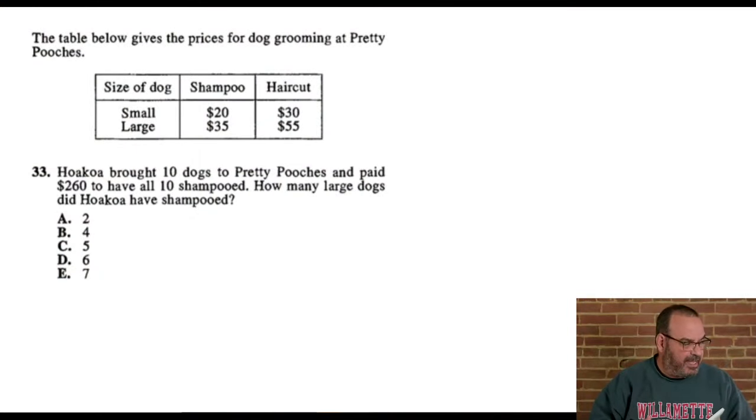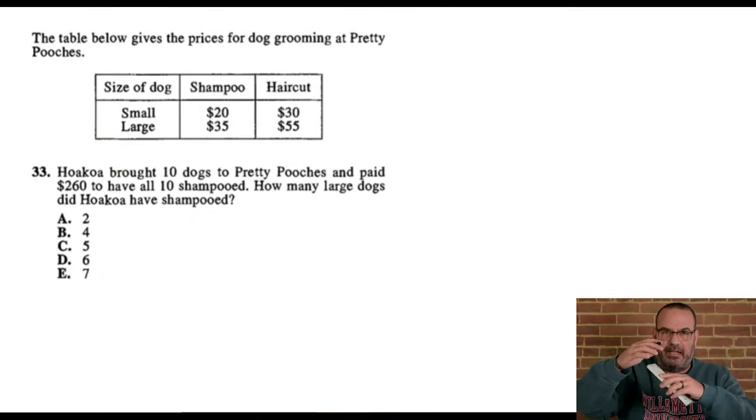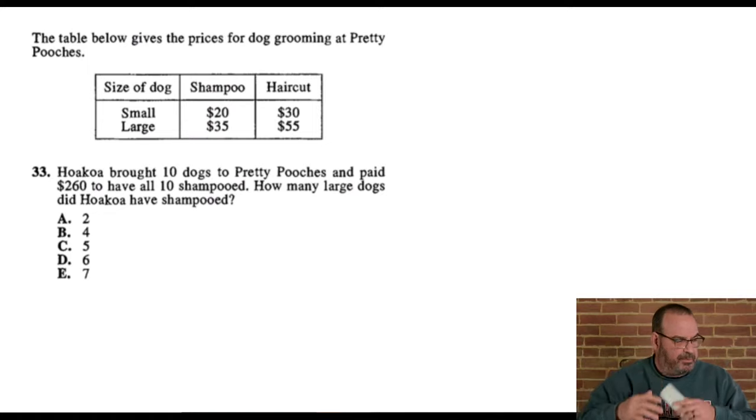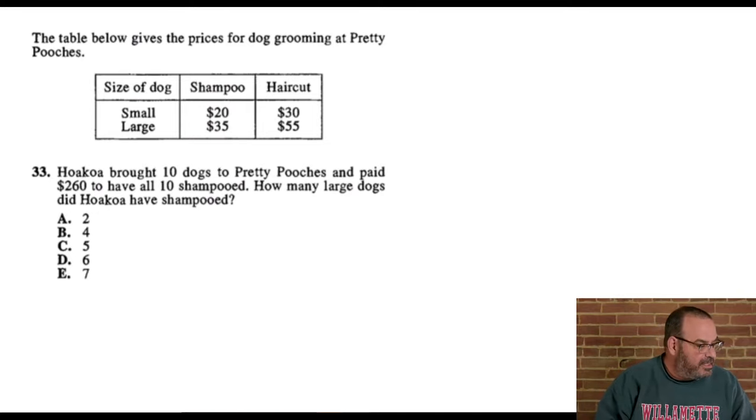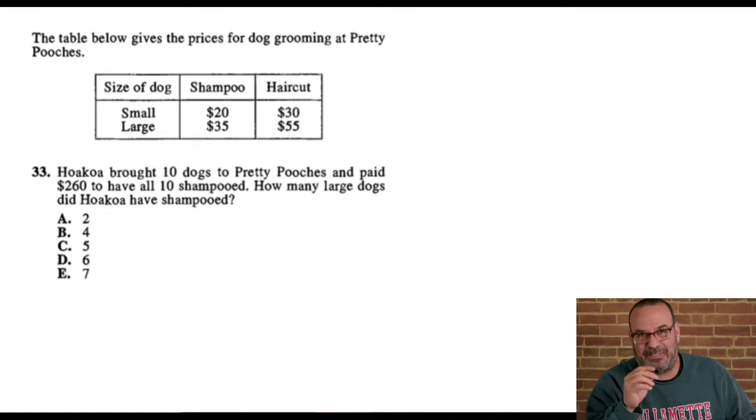All right, getting into a little bit harder, but the same setup. Now it gives us a table, and this was a table that had multiple questions with shampoos and haircuts and all kinds of things. And it says the table below gives the prices for dog grooming at Pretty Pooches. The size of the dog is a small or a large. There we go again, smalls and large. And, I don't even know how to say this. This is one of the things that comes up is the names, and particularly in the science, is words you don't know how to say.